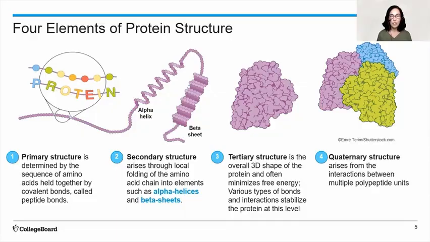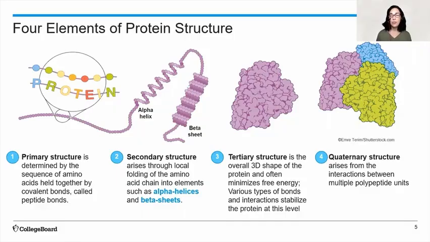So we have the tertiary structure, which is the overall 3D shape of the protein and often minimizes free energy. So this is the more stable level of structure for proteins, and many proteins will function at this tertiary level. And the tertiary level comes about through various types of bonds and interactions, particularly with the R groups of amino acids that could vary in chemical properties based on the side chains that are linked there.